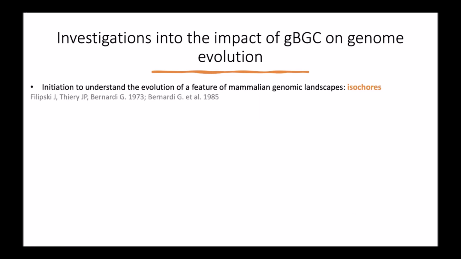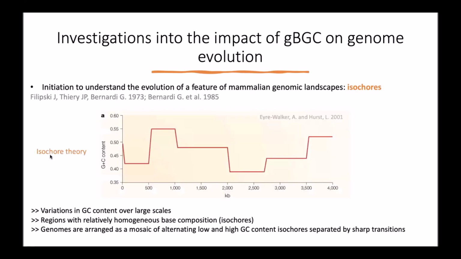Well, till now, I have mentioned the molecular mechanisms of this force, but I will take a step back and ask, how did the investigations of the impact of this force on genome evolution start? It actually started with trying to understand a feature of the mammalian genome called isochores. Around the 70s, Bernardi's group realized that mammalian genomes contain GC content variation over large scales, and they proposed the isochore theory, caricaturized here.